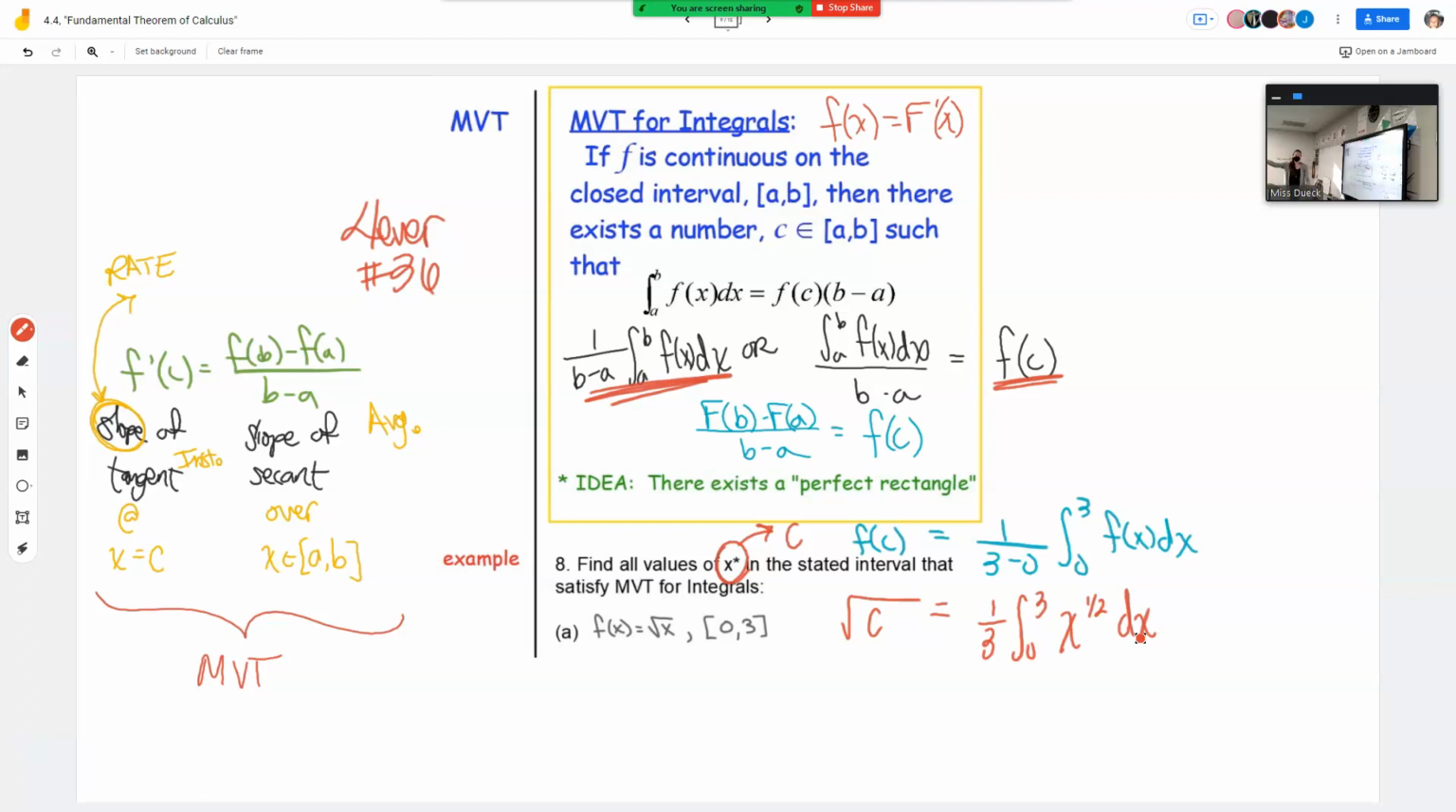The square root is the 1/2 power, and I want the 1/2 power for what rule? Power rule. Power rule says I go up or I go down with integrals. I go up, and when I go up, I'm going to get the 3/2 power. How do I account for the 3/2 power? What do I need to multiply by? 2/3. Multiply by the reciprocal. That's 0 to 3 equaling square root of c. Right?